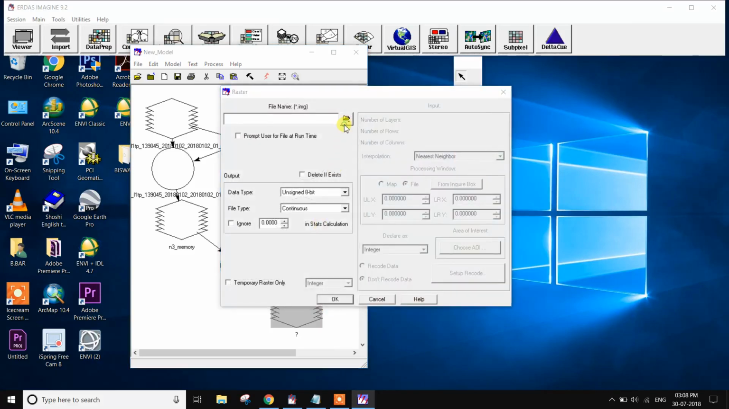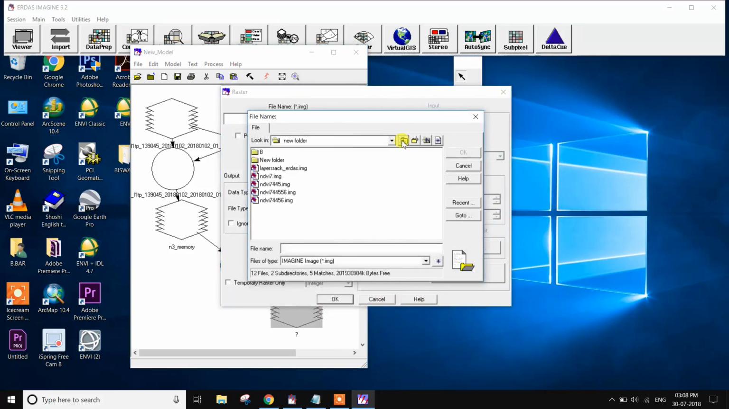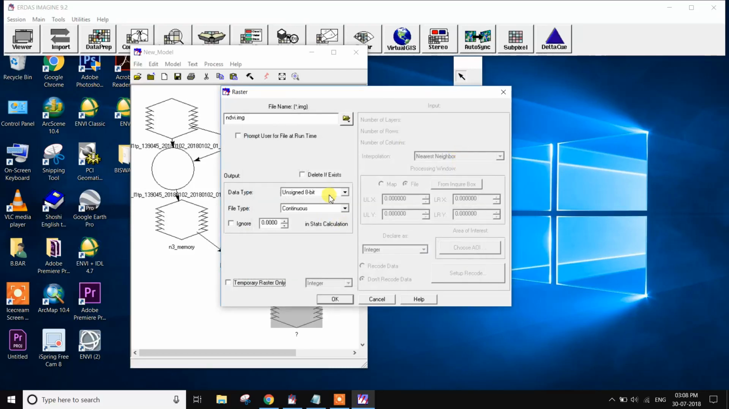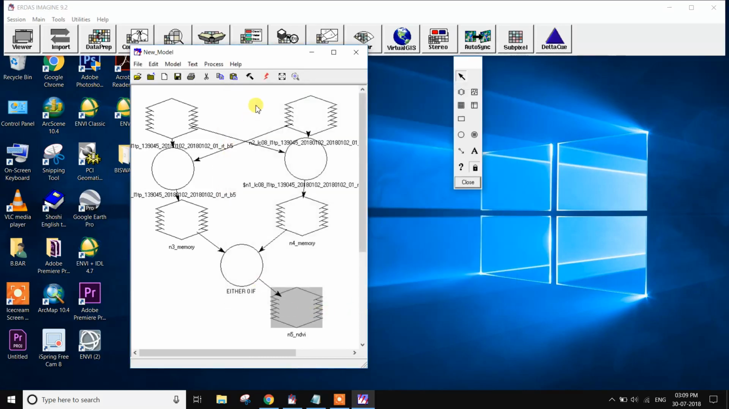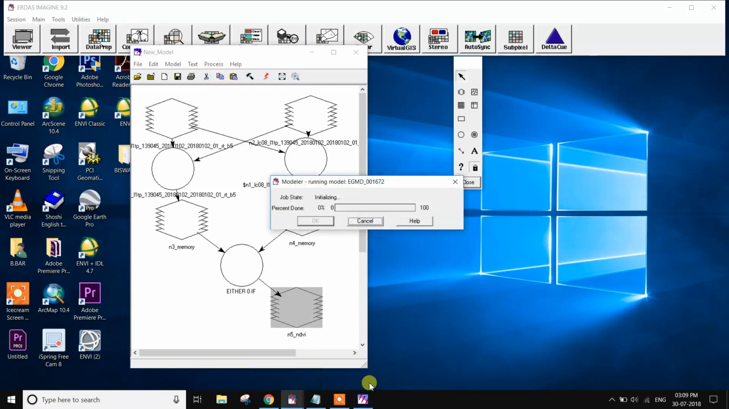Output file name NDVI, and data type single, and process, and run.